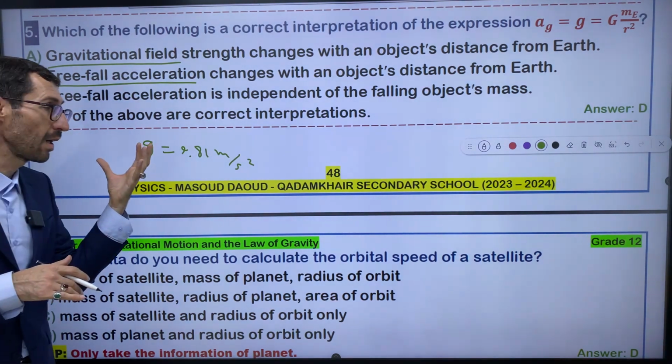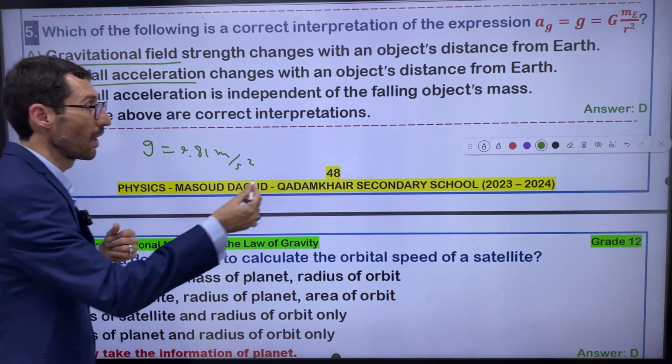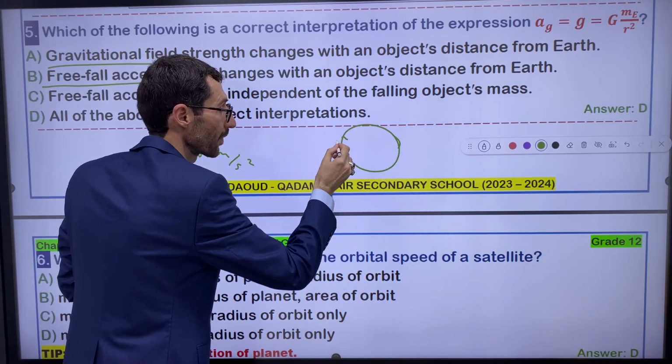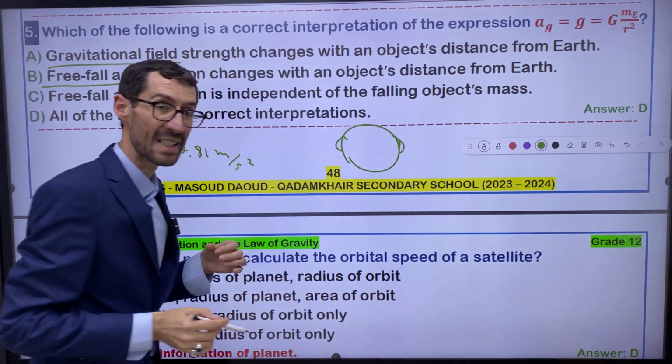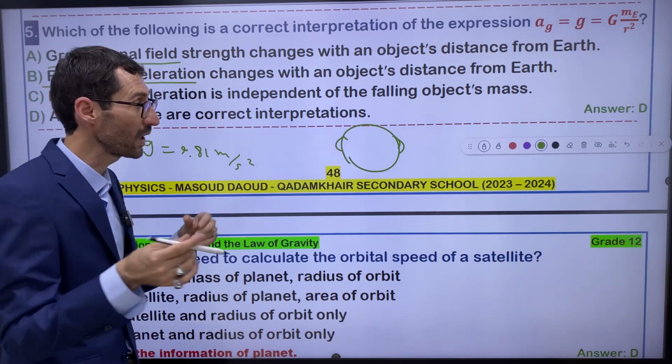Let me add one more piece of information about g. Even at the equator, right? At the equator, I told you the Earth sticks out at the equator.